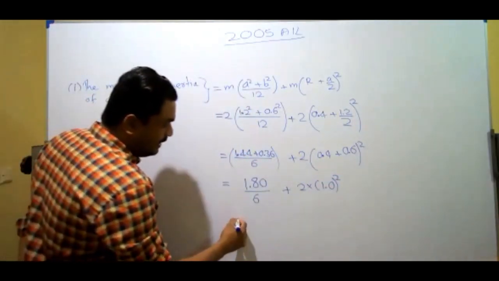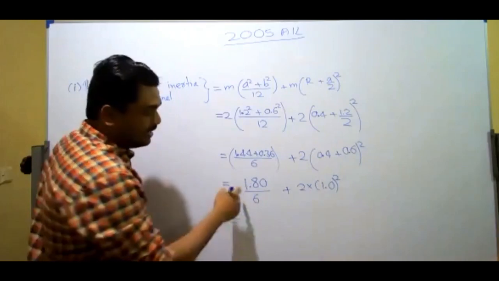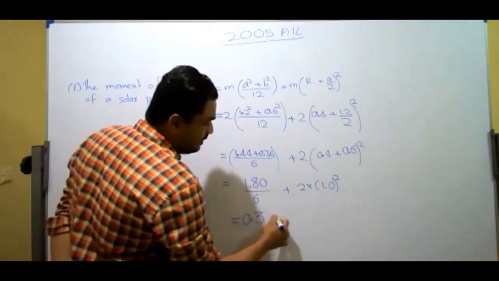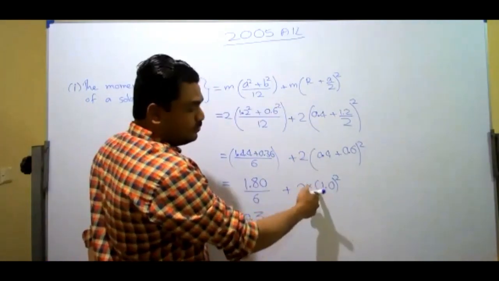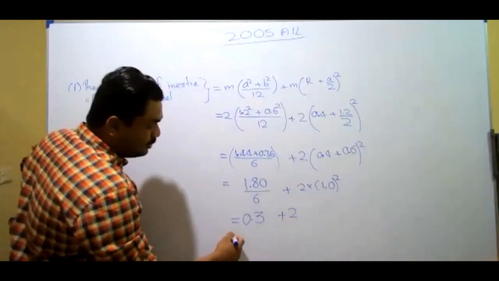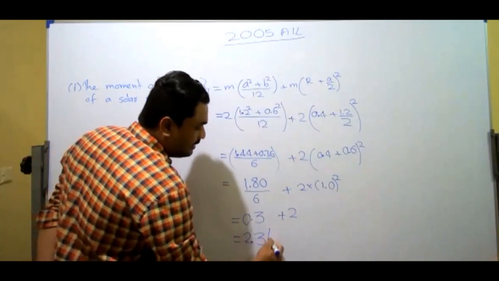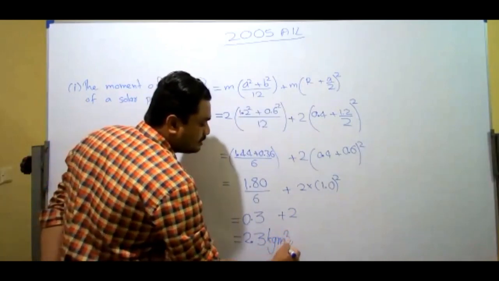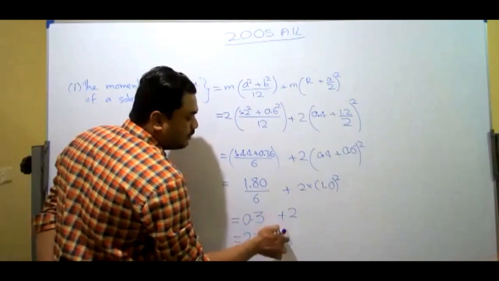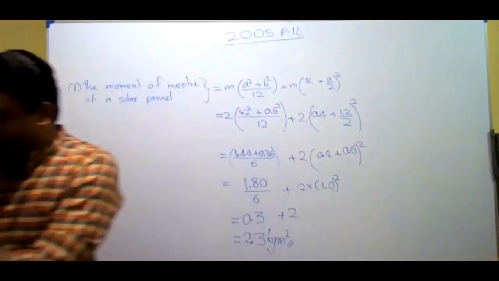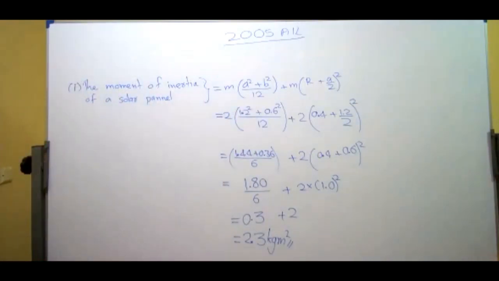So then you will obtain 1.8 divided by 6. 18 divided by 6 is 3, so 0.3. Plus the square of 1 is 1, and 1 into 2 is 2. So 2 plus 0.3 means 2.3. The unit is kg m square. So the moment of inertia of a panel is 2.3 kg m square. Is that right? Some students may not have been in the class last week. There are some new students, that's why I did this calculation. Is it completed there?